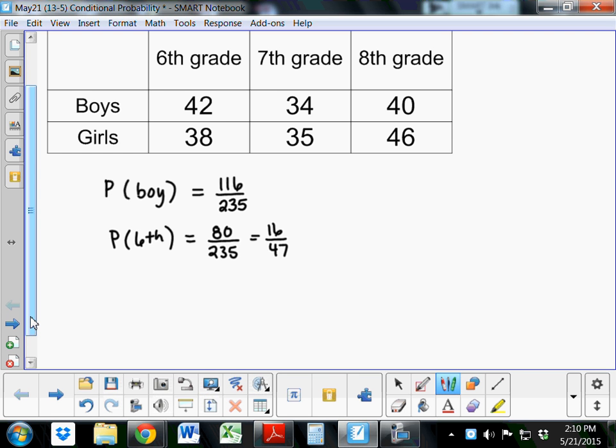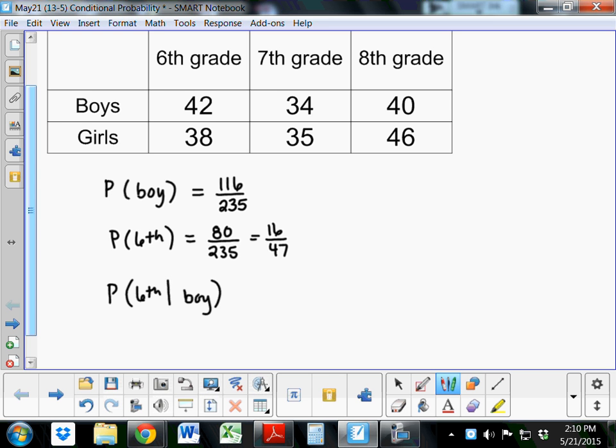Hopefully, you could have found these with a little bit of background knowledge of knowing you're supposed to add together to find totals before. When I say conditional probability, though, I give you conditions. For example, I might set up a problem that instead of asking for the boys or the 6th graders just in general, I get a little more specific and I say, what is the probability of me choosing a 6th grader given that I'm already selecting a boy?